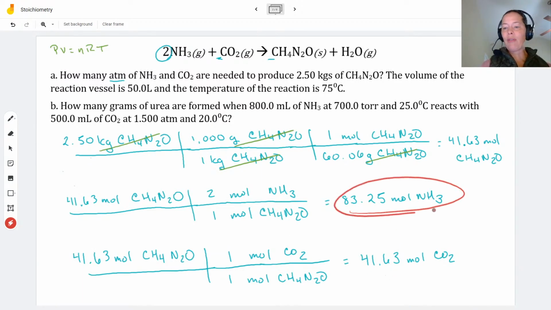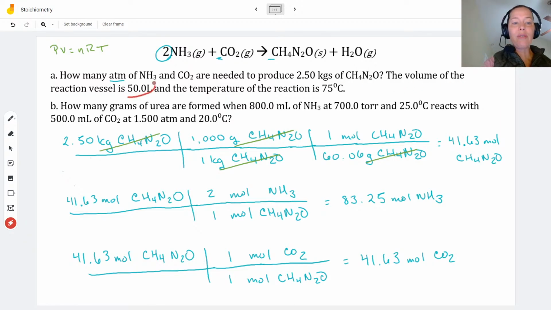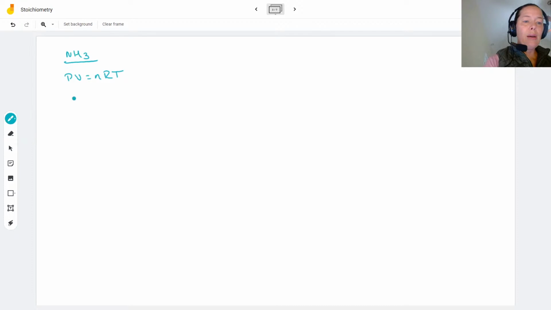So yes, hey, look, I've got my moles of ammonia right there. That's easy. Do I know my volume? Yes, the volume of the reaction vessel is 50 liters. Do I know my temperature? Yes. So the reaction is at 75, which means everything's at 75 degrees C. So I have all the information I need to solve for my pressure. Okay, so my pressure, I don't know, so I'm just going to leave that P. My volume is 50 liters. I just calculated my number of moles, that is 83.25. This is moles, again, NH3.